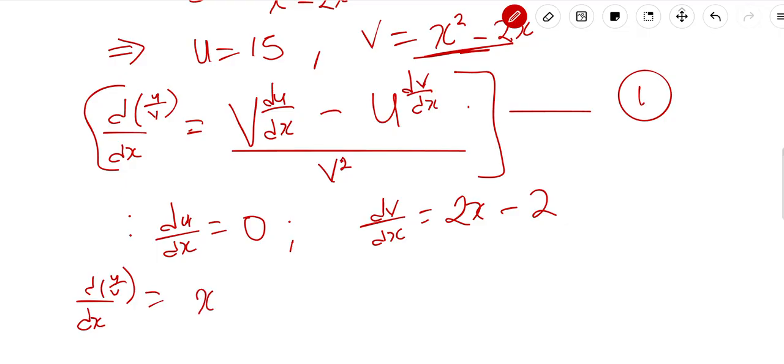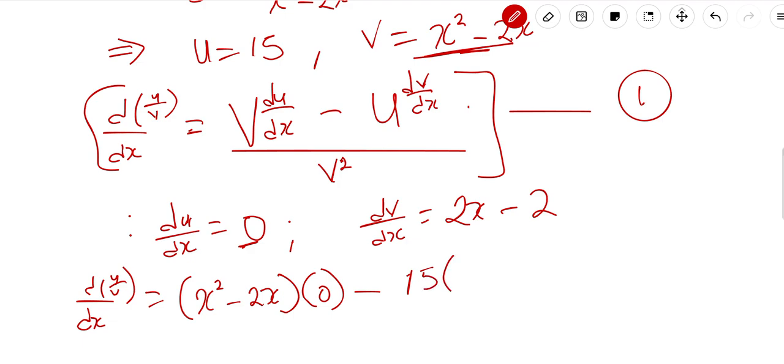So our v is x squared minus 2x, multiplied by what's our du over dx? Our du over dx is 0. So that's multiplied by 0. Still from equation 1, minus what's our u? The value of our u is 15.